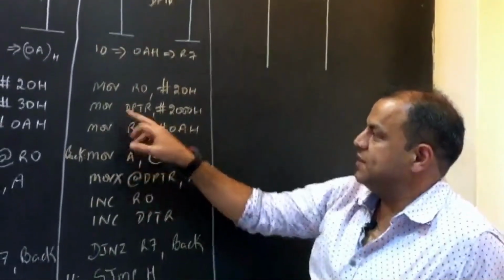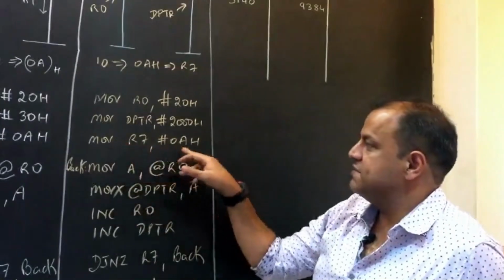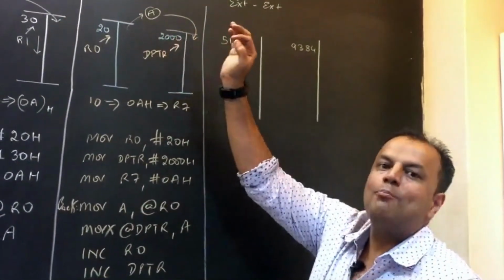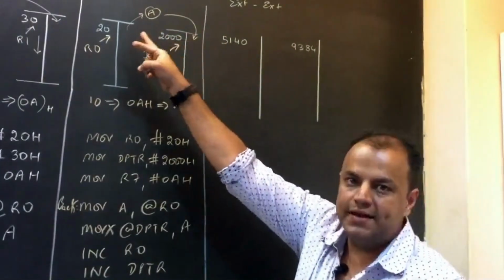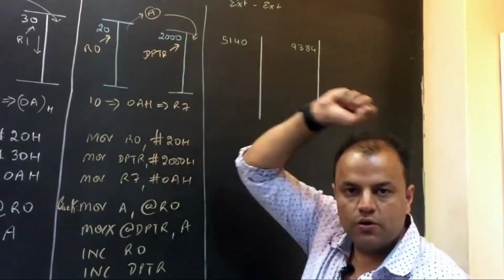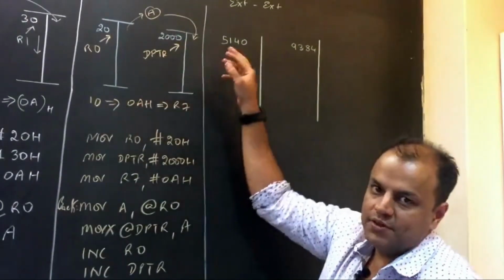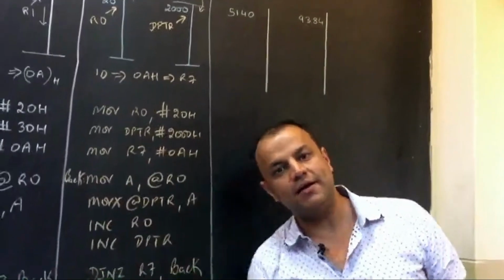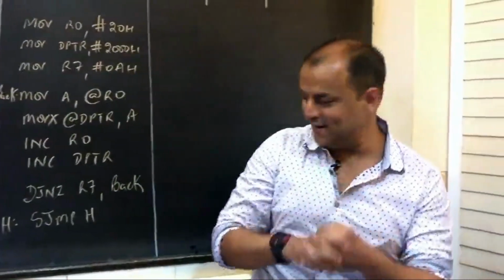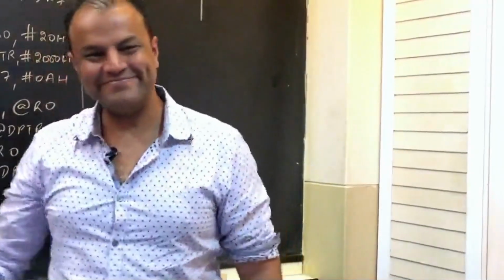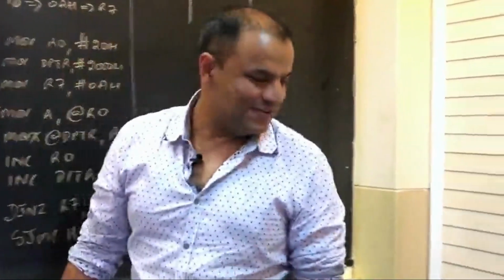MOV R0, #20. MOV DPTR, #2000. MOV R7, #0AH. Now, take the data from DPTR to A. MOVX A, @DPTR. Store it from A to the location pointed by R0. MOV @R0, A. Increment R0, increment DPTR, DJNZ R7, back, and let's jump here. Are you clear? Now we come to the most interesting of all.